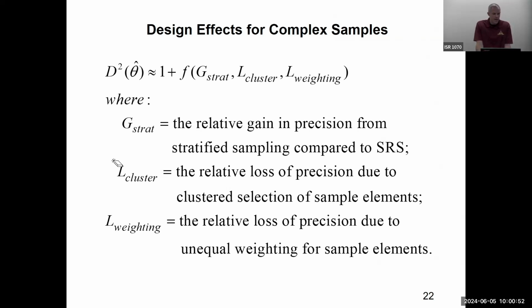Okay? Stratification will give you gains in precision. So the G strat refers to the relative gain in precision from stratified sampling compared to simple random sampling. So one of the things you'll hear a lot about in methods of survey sampling: when in doubt, stratify. Stratification always helps you in terms of the efficiency of your estimates. And we'll talk about effective ways to stratify. The G means that you'll have design effects less than 1. If you have a stratified sample relative to a simple random sample, you'll tend to get design effects that are less than 1. So that's always a good idea.